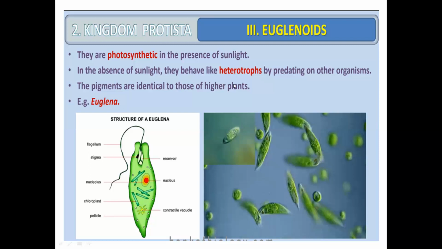Which is the pigment present in higher plants? Chlorophyll. So this pigment which is present here is similar to the higher plant. Example, Euglena. So this is the structure. It has two flagella. One is here, one will be a smaller one and the other a larger one.